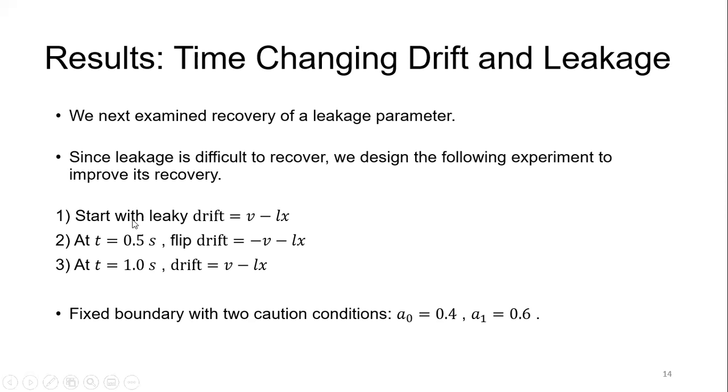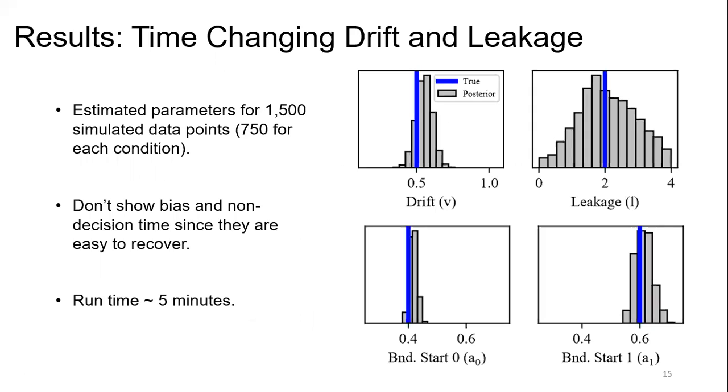Then at half a second, we flip the drift from positive to negative, maintaining the L times X parameter as is. Then at time equal to 1 second, we made the drift positive again, maintaining L times X as is. Lastly, we did this for 2 different caution conditions, both fixed boundaries, one at 0.4 and one at 0.6. So we now look at the results for this.